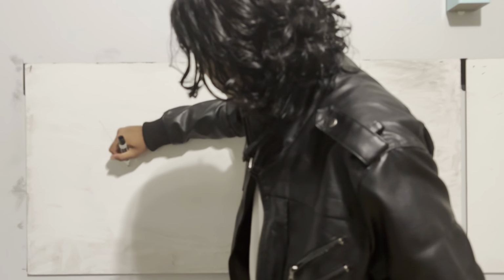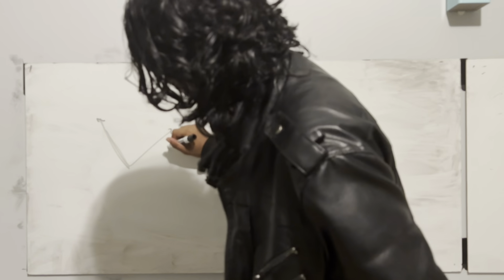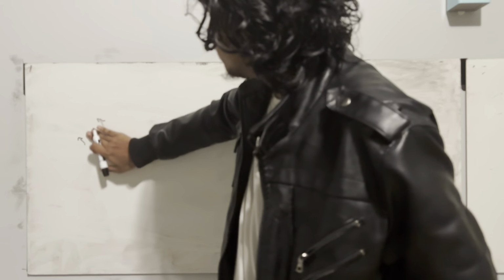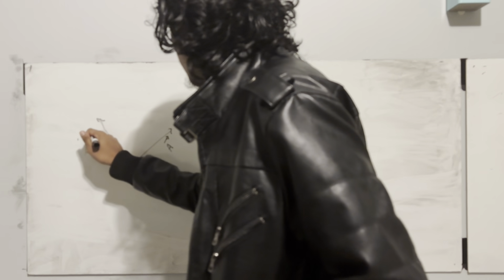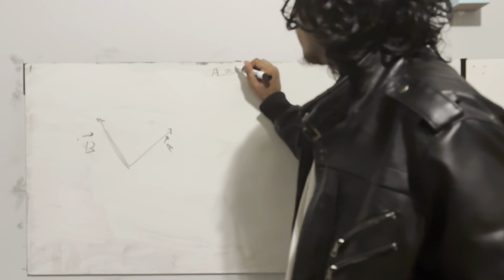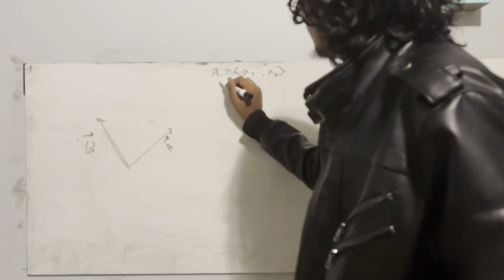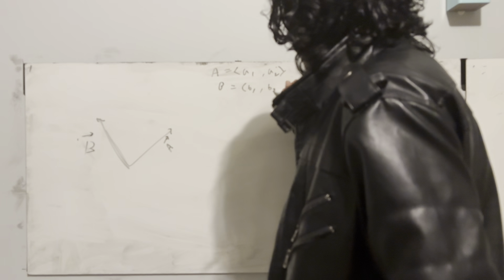Dot product. Let's say I have vector A, vector B. Oh, that's upside down. B. And let's say A is equal to components A1, A2. B is equal to components B1, B2.